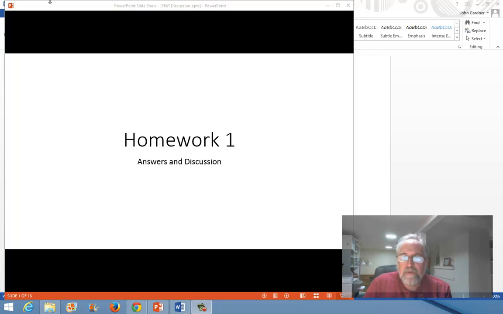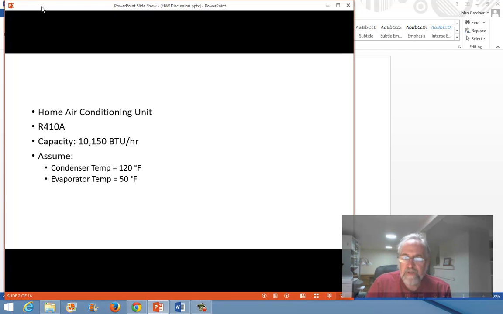So the assignment was that we had a home air conditioning unit. This was a unit I used as an example, and I found the specs online. It uses R410A and has a capacity of 10,150 BTUs per hour, and it had an EER of, I forgot what it was, but it came to a COP of 3.16. We didn't need that to do this assignment, but I'm going to close with a little discussion of that.